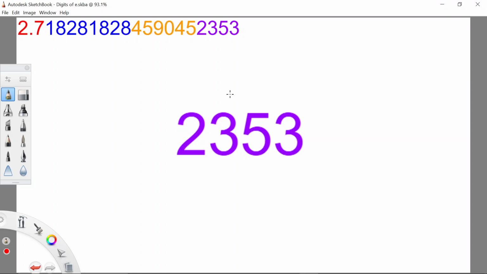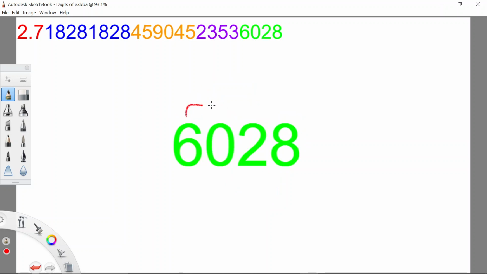And then 2, 3, 5, 3. This one's kind of weird. You gotta get the 2 and the 3, add them together, and they're gonna make a 5. And then this 3 is just gonna pull over here. So 23, 53. The unit digit in those two are the same, and then the 5 comes from the 2 plus the 3. Let's move on to the next one.